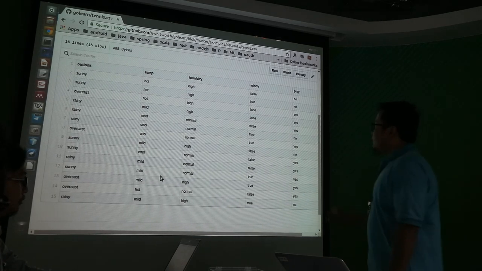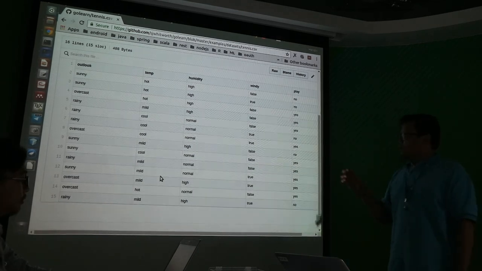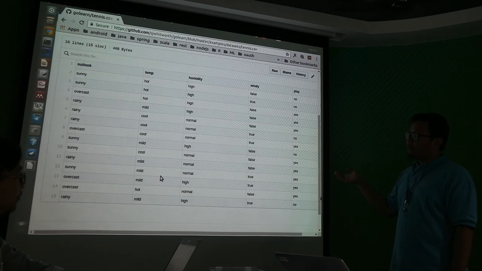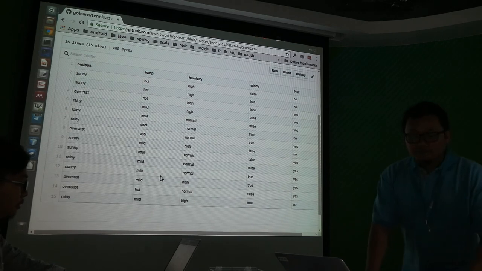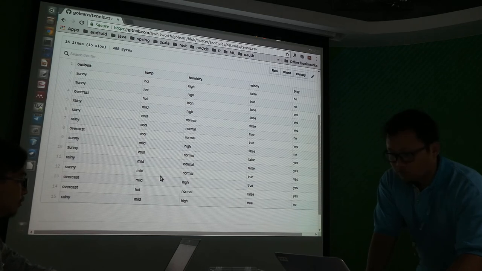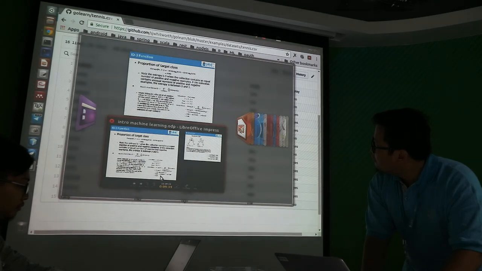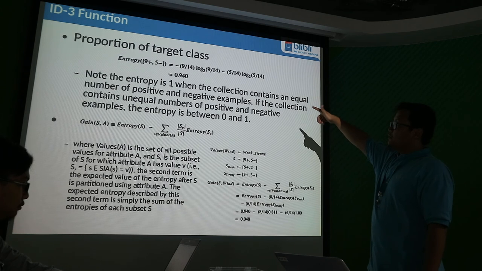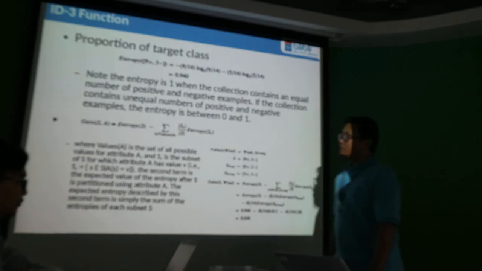So we try to see which feature has the biggest contribution to split the data, which attribute has a big contribution to classify the data to yes or no, using the gain function. So we count the entropy. First is the entropy of S. Entropy S means the overall entropy.